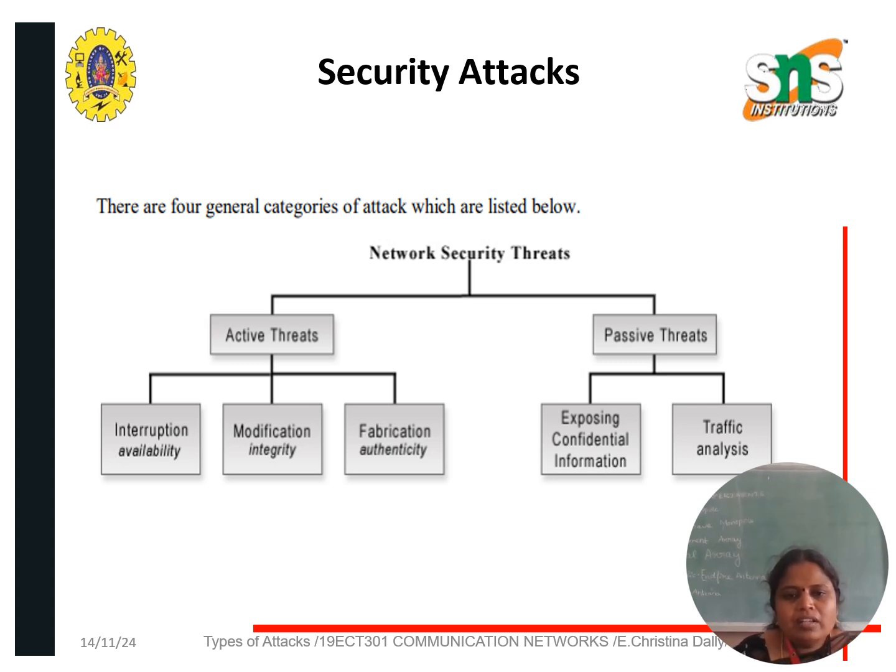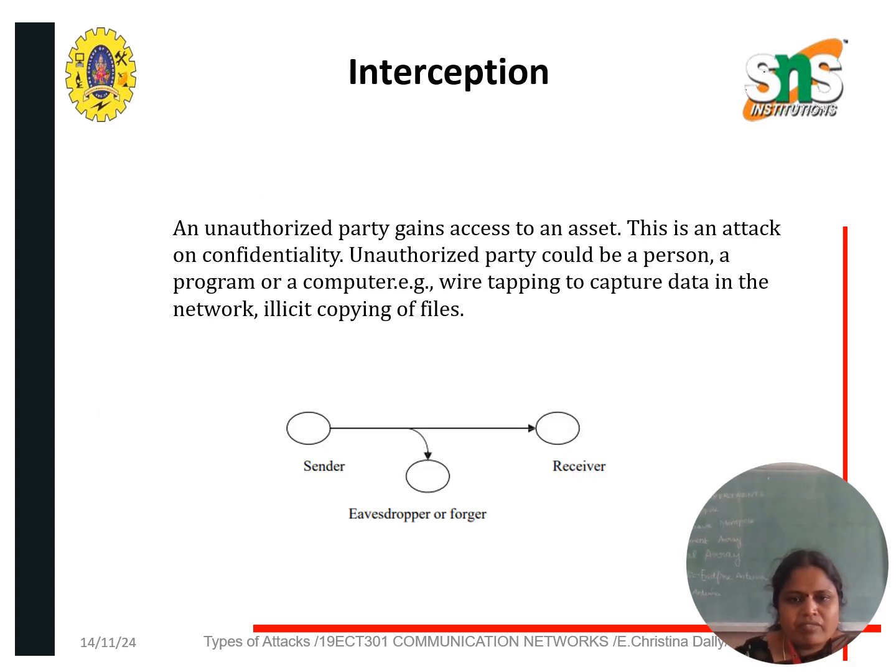What are the four categories of attacks which relate to network security? We have two types of threats: one is active threats, another is passive threats. Active threats are interruption, modification and fabrication. In passive threats, we have exposing confidential information and traffic analysis. Interruption is nothing but availability. Modification means integrity. Fabrication means authenticity.